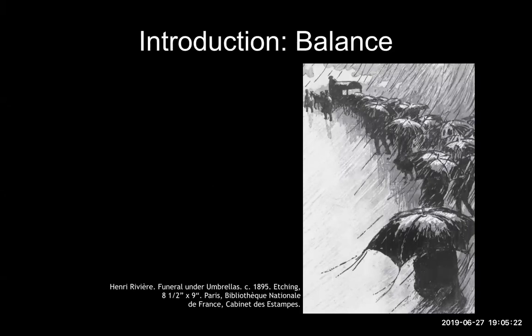So first we're going to take a look at balance. This is a really beautiful drawing or painting, and it's called Funeral Under Umbrellas. It's a great way to start talking about balance because it shows you how an artist can handle the distribution of visual weight in a composition. So here we have all of the figures and almost everything happening on the right side, but the left side is basically empty.